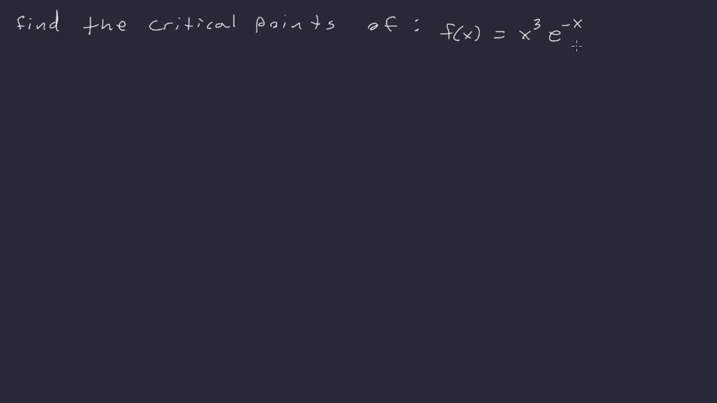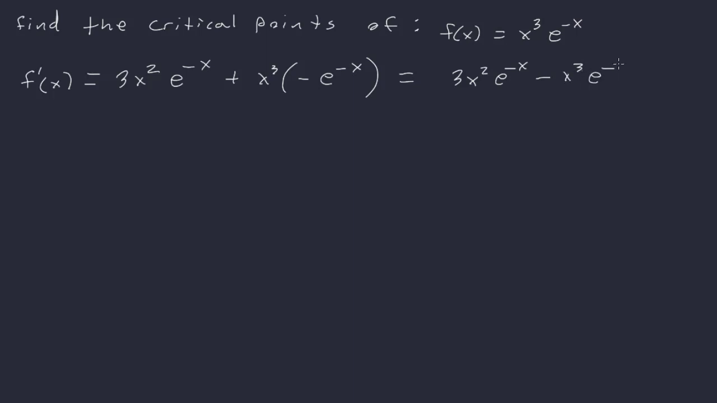All right, what if instead we start with something with an e to begin with, like x³e^(-x)? Well, again, we take the derivative, which in this case is going to be a product rule. So 3x²e^(-x) + x³ times -e^(-x). If we simplify this a little bit, we'll get 3x²e^(-x) - x³e^(-x).